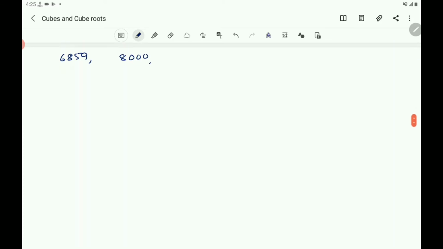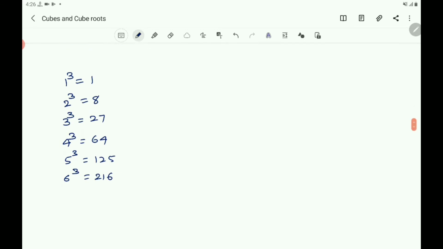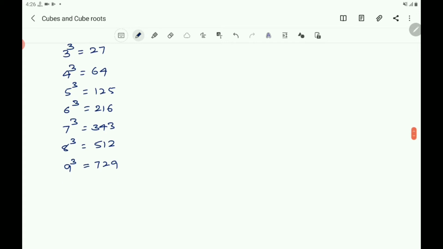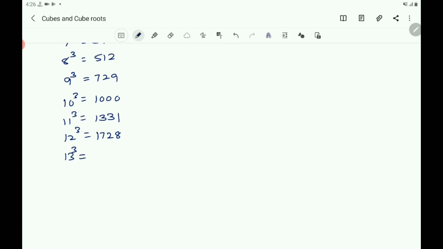Then you can write: 1 cube equals 1, 2 cube equals 8, then 3 cube equals 27, 4 cube equals 64, 5 cube equals 125, 6 cube equals 216 and 7 cube equals 343, 8 cube equals 512, 9 cube equals 729 and 10 cube equals 1000, 11 cube equals 1331, 12 cube equals, that is 12 into 12 into 12, 1728.